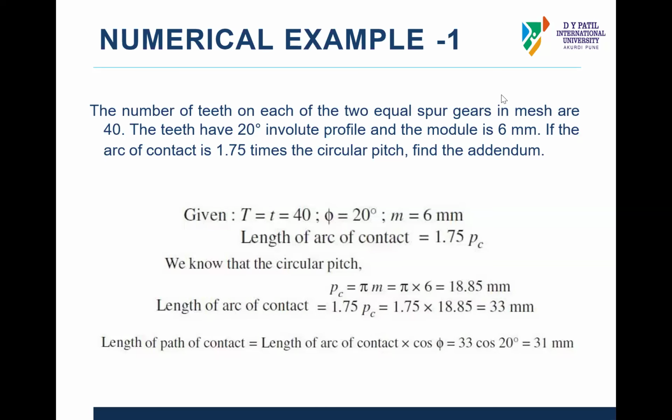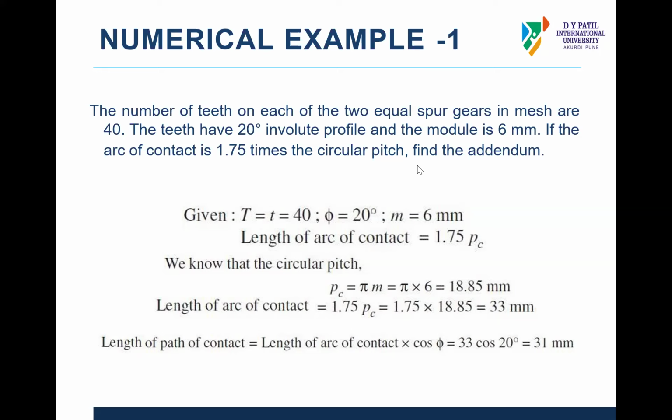So good morning all. In this class we'll discuss how to find the addendum for pinion and gear. So just look at the statement. The number of teeth on each of the two equal spur gears in mesh is 40. The teeth have a 20-degree involute profile and the module is 6 mm. If the arc of contact is 1.75 times the circular pitch, you have to find the addendum.